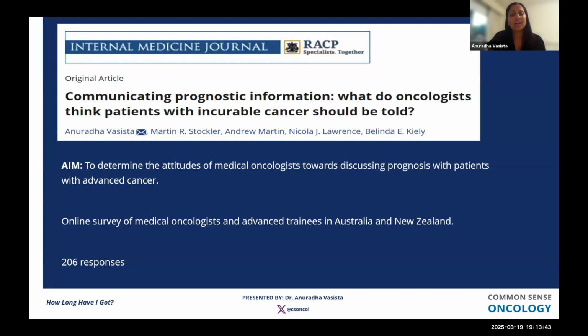Because this was a while ago, we had a look at more recent data. We surveyed over 200 medical oncologists and oncology trainees in Australia and New Zealand. We aimed to determine the attitudes of medical oncologists towards discussing prognosis with patients with advanced cancer, to update that literature from about a decade ago.